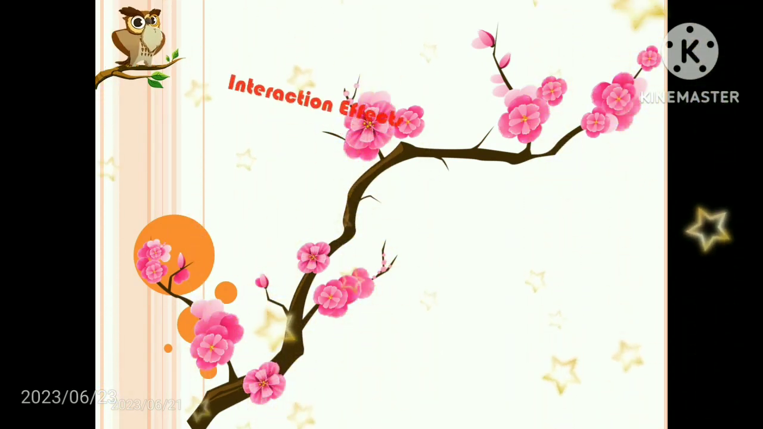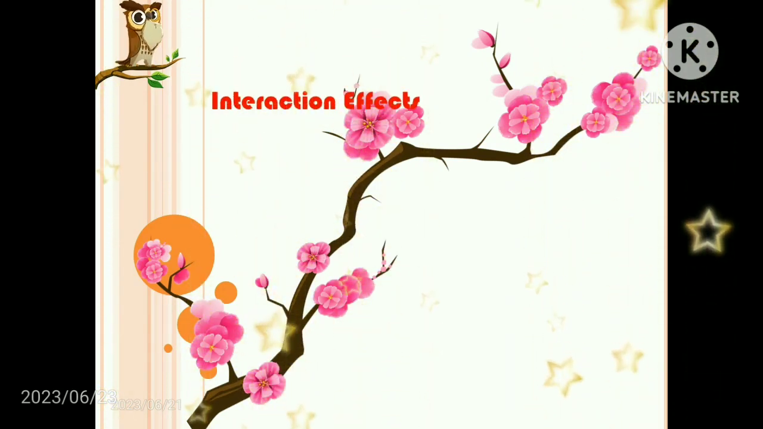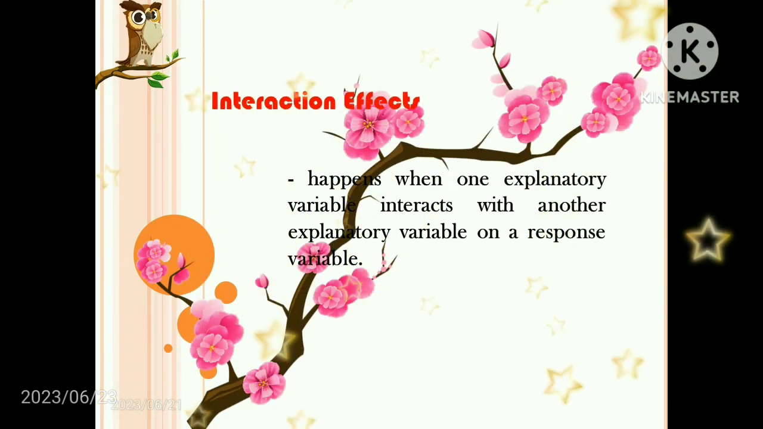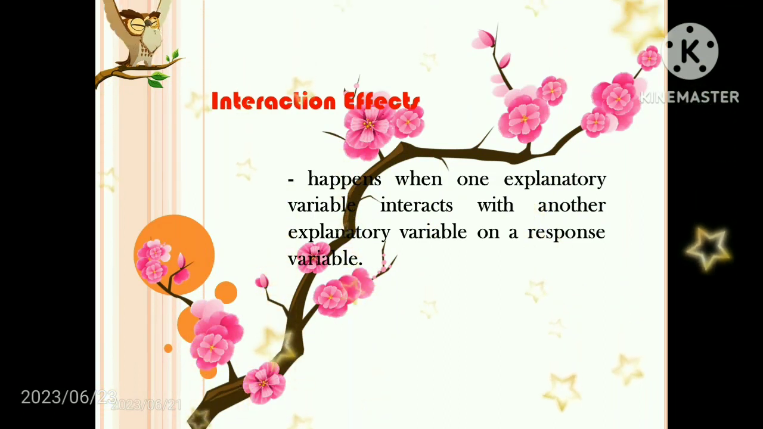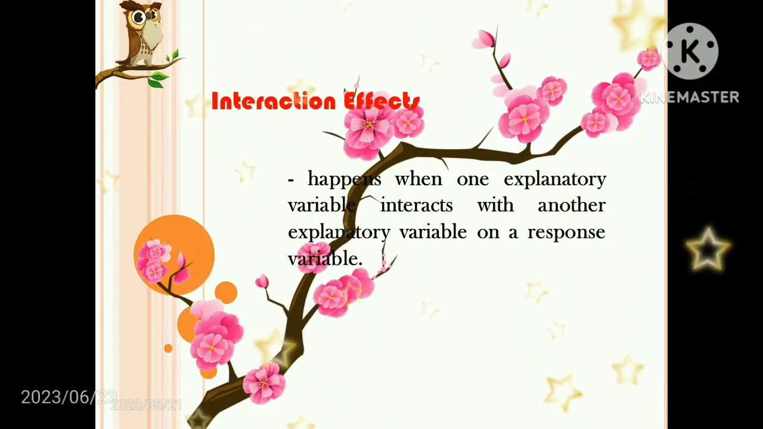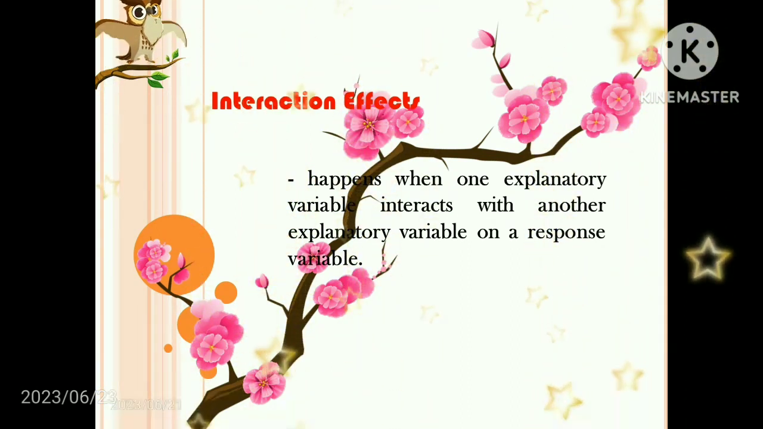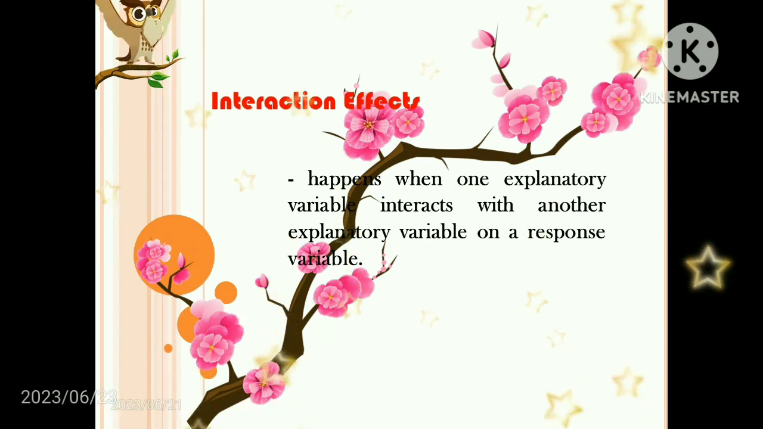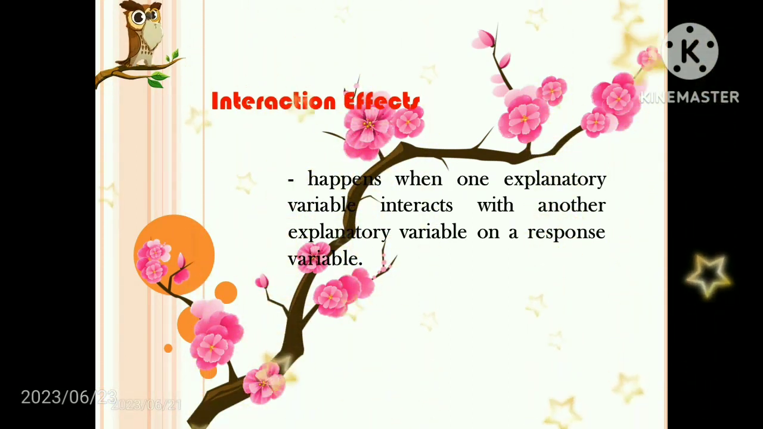to interaction effects. So when we say interaction effects, it happens when one explanatory variable interacts with another explanatory variable and a response variable. So this is opposed to the main effect, which is the action of a single independent variable on the dependent variable.